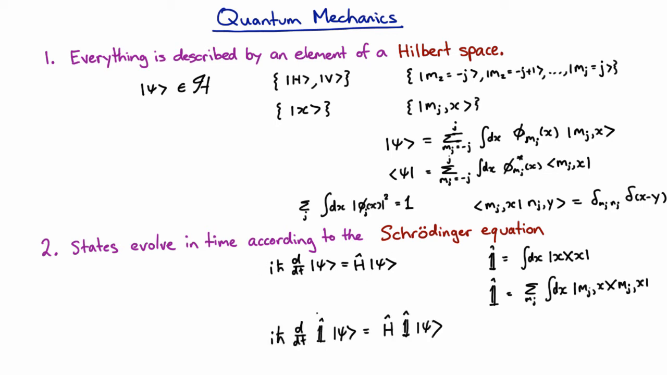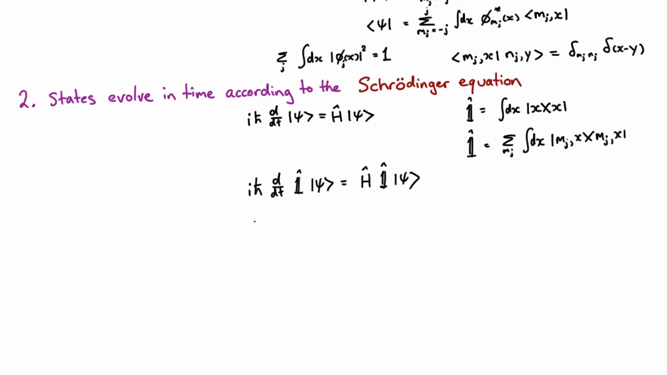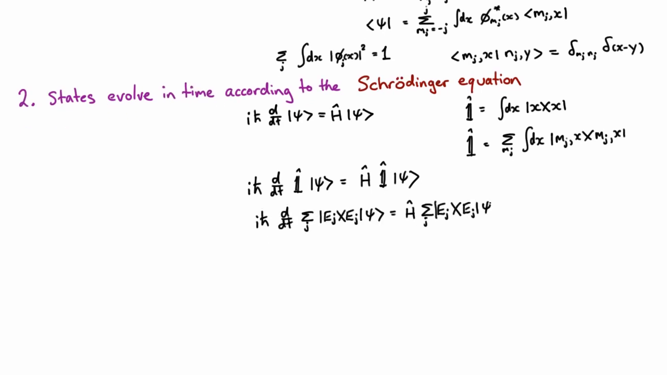So we use the completeness relation written out in terms of the eigenstate basis of the Hamiltonian in order to replace these identity operators here, where we've defined these EJs thusly. In other words, this is the state, that's the eigenstate, and the eigenvalue is EJ.